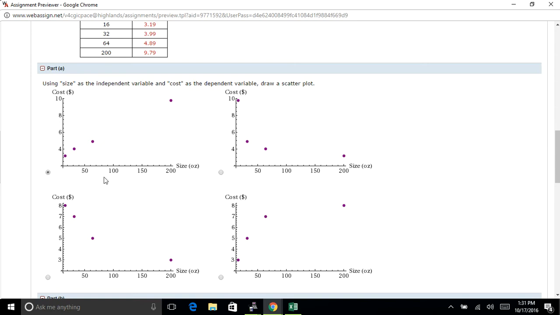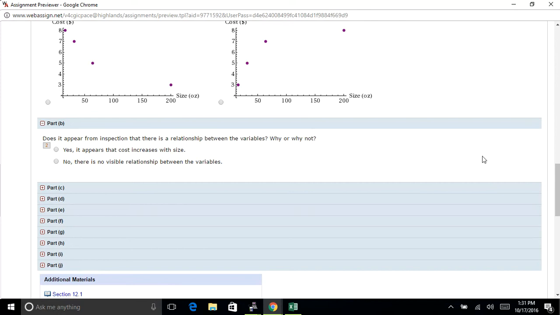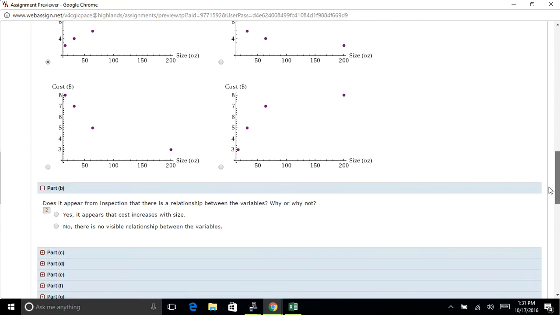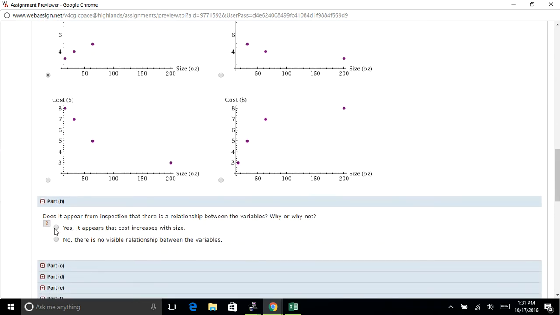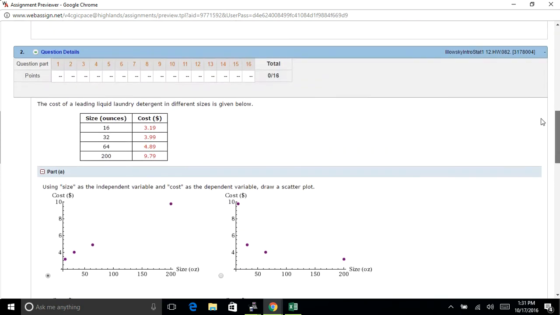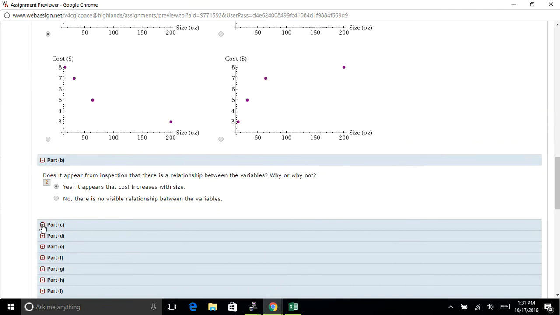So, okay. Then we keep going down. And does it appear from the inspection the relationship between the variables? So let's look at this. It almost seems like there could be a line made from this. If you look at it, they're kind of spaced along a line. So what we can say is, yes, it appears that cost increases with size. And you can even see that when you look at the actual data, okay? All right, so let's keep going down.